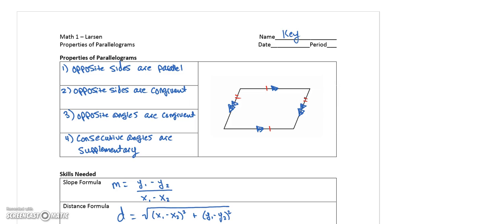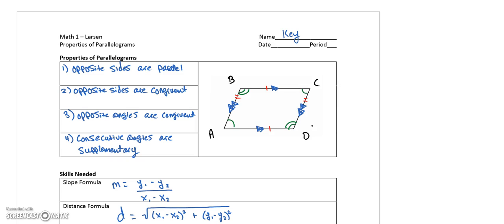Opposite angles are congruent. So, for example, this angle will be congruent to this angle, and this angle here will be congruent to this angle here. You know, I should probably label. Let's call this A, B, C, D. So opposite angles are congruent.